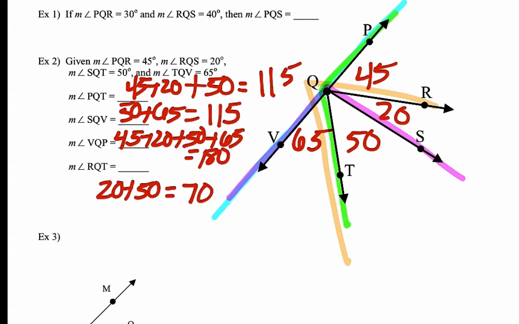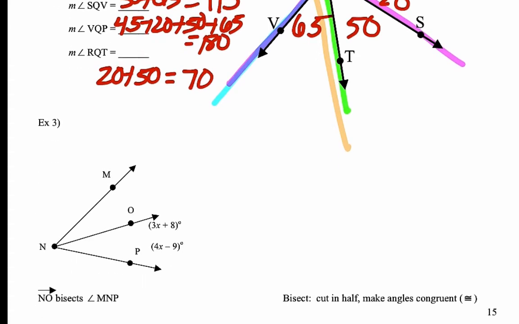Very simple to do. Our third example, I need to mention a new word. We have the word bisect. And bisect simply means to cut in half or to make the angles congruent. And if I haven't mentioned it before, this symbol right here is the symbol we use for congruent. It looks like an equal sign with a little squiggle on top.